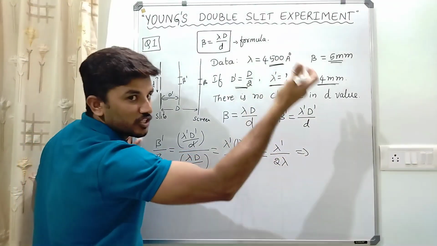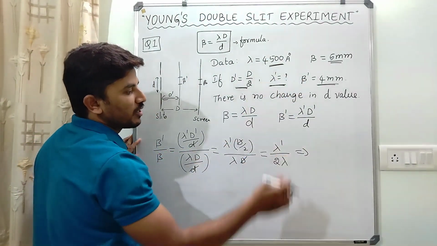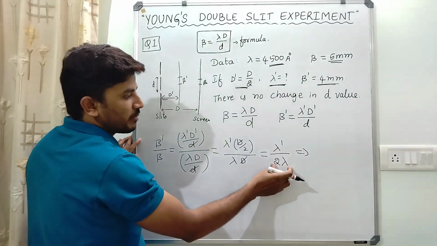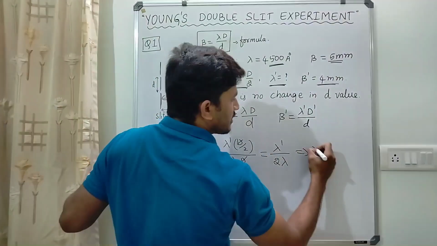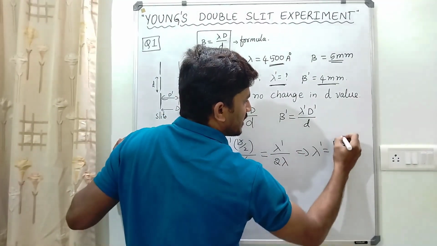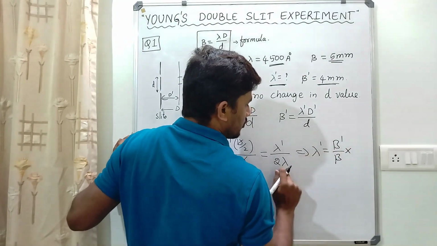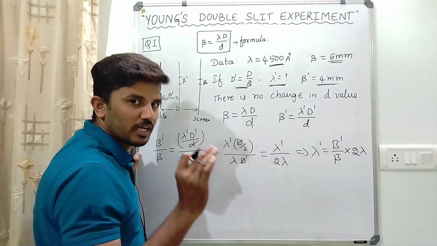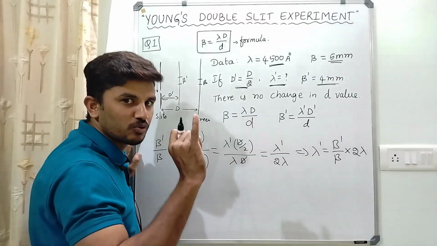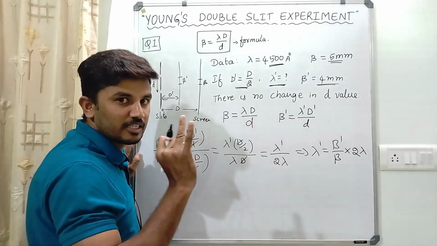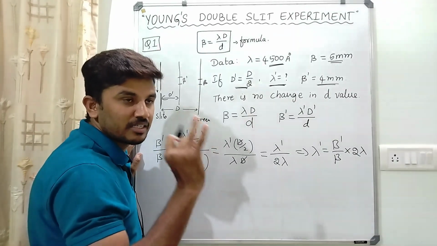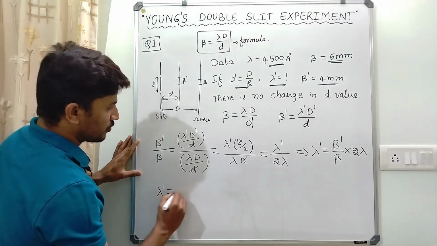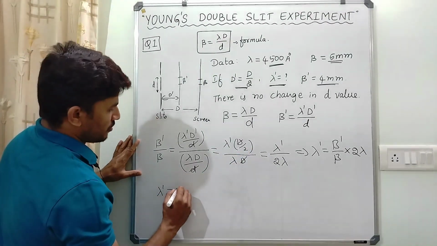What should be the change in wavelength, so that we get the new wavelength for this fringe width? So 2 lambda will be multiplied this side, and we get lambda dash is equal to beta dash divided by beta into 2 lambda. First of all, dear students, if you want to calculate a numerical perfectly, you should know basic mathematics. Second thing, the language to understand the question.